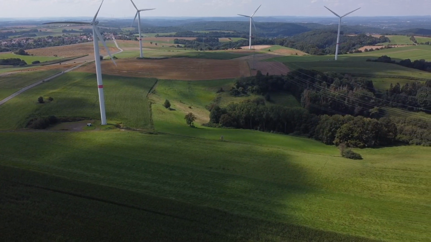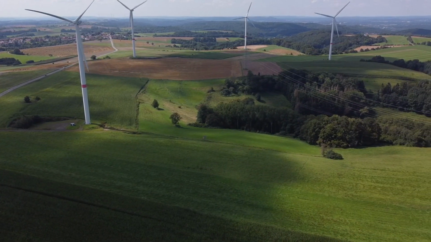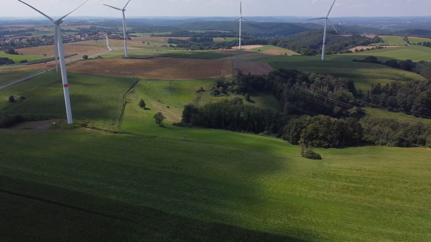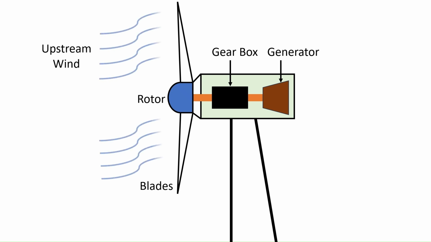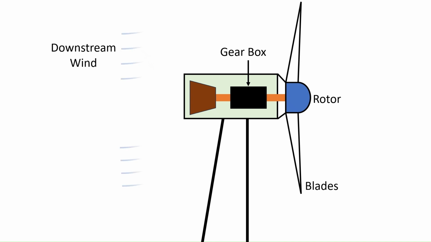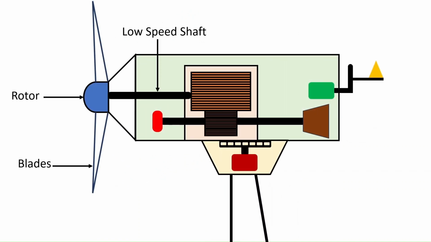Actual power extracted by the rotor blade is the difference between the upstream and downstream wind power. Upstream wind is at the entrance of the rotor blades, while downstream wind is at the exit of the rotor blades. The rotor turns the low speed shaft at 30 to 60 rotations per minute.